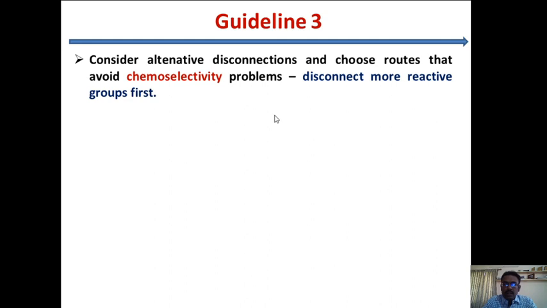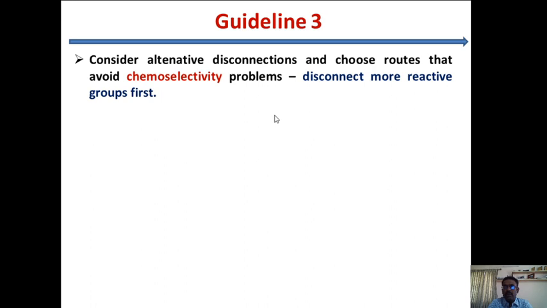Suppose you are given a molecule where we have chemoselective reactions, with two reactive centers. If you treat the starting material with the reagent, the reagent may react with both centers. There you will face this chemoselectivity problem. In those cases, you have to find out which is the more reactive and which is the less reactive, so that you select which bond to disconnect first. So remember: disconnect the more reactive group first.